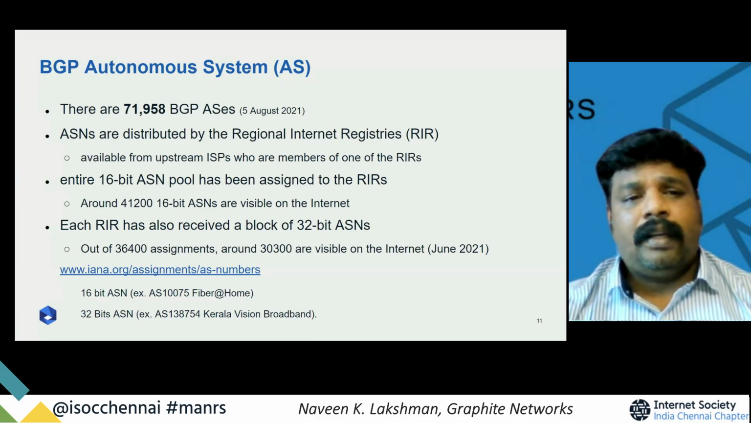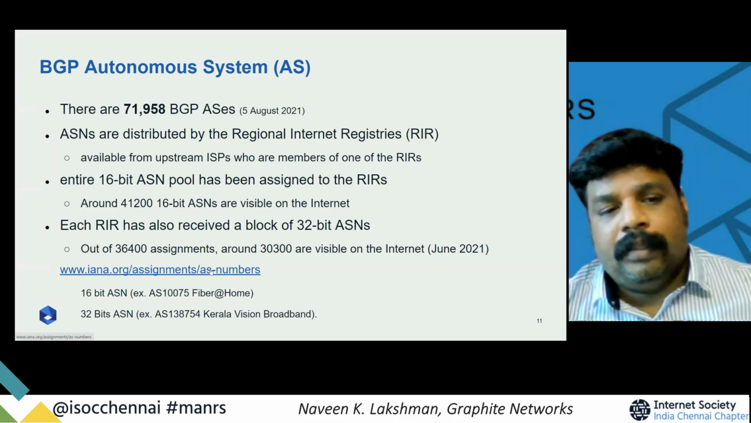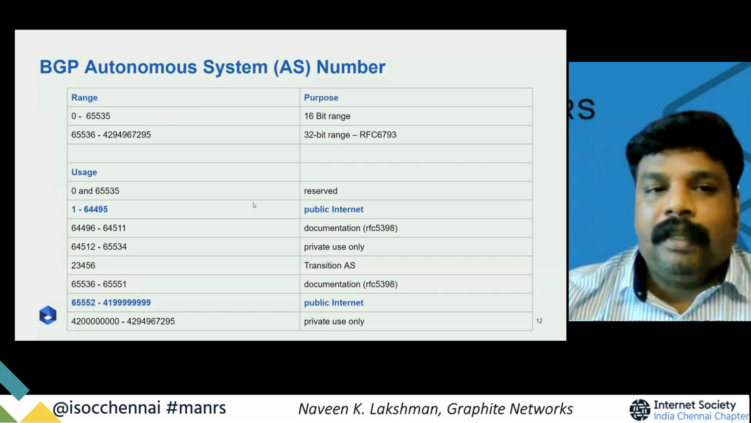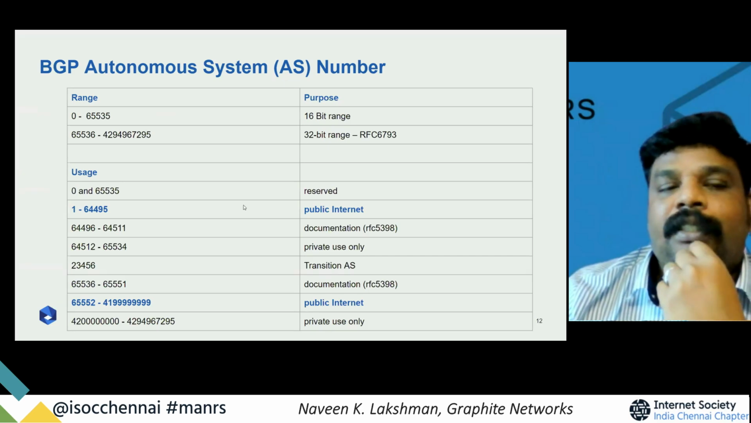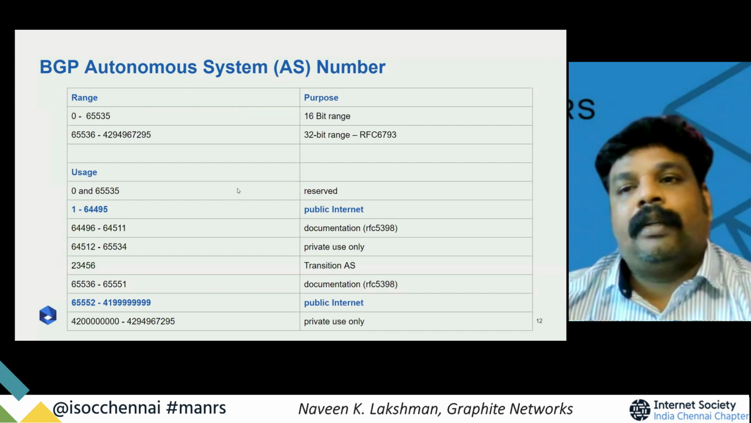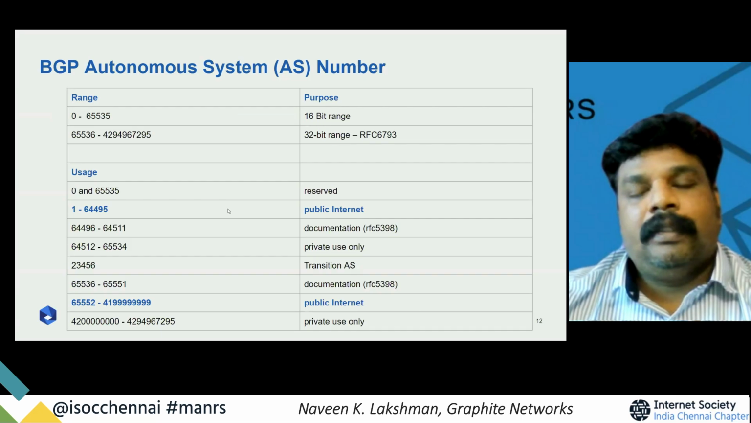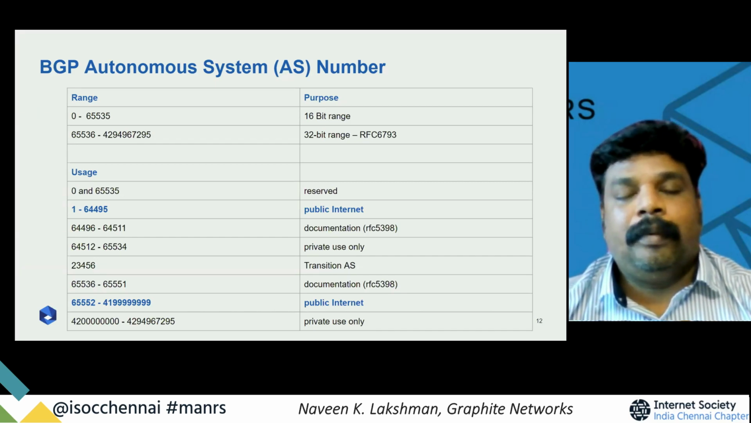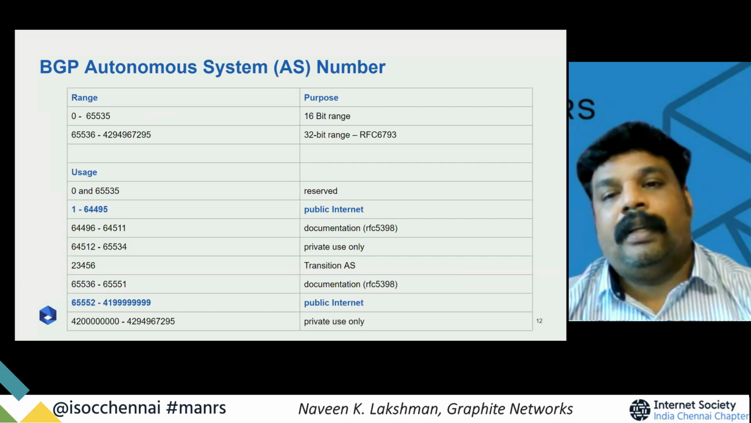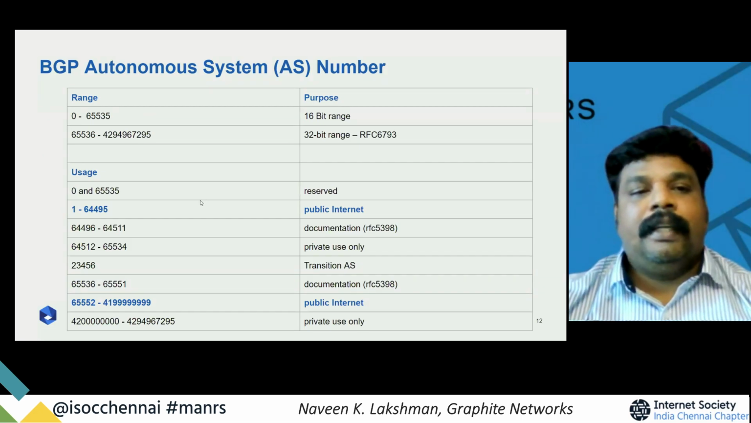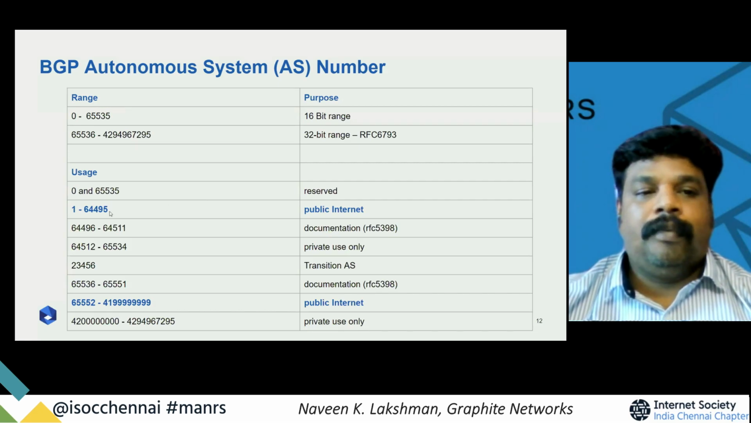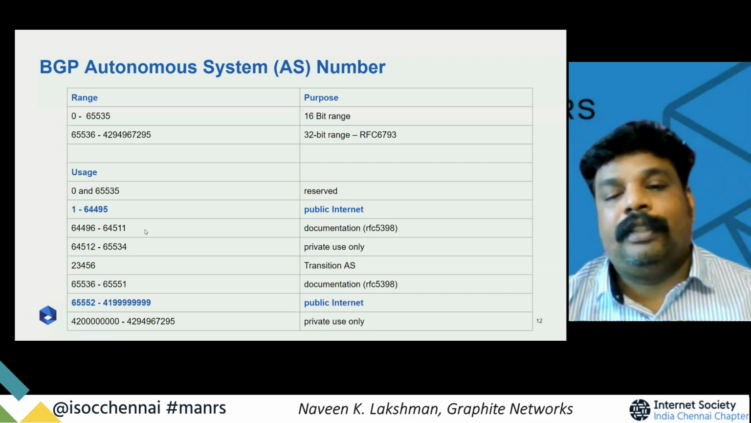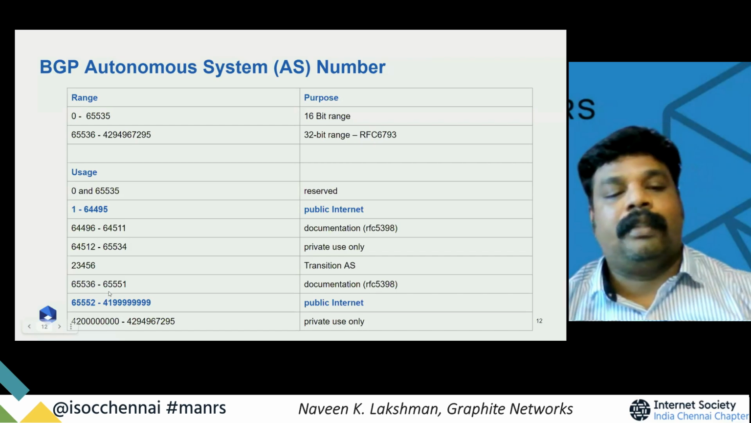You can see the list of AS number assignments on IANA.org. This is the list of BGP AS numbers. You have a 16-bit AS number and a 32-bit AS number. Earlier, when BGP was designed, they didn't expect the internet to grow as it has now, so they came out with the 16-bit range alone. Later on, the IETF understood that it was not going to work out, and they planned for 32-bit AS numbers, which is in RFC 6793. As of now, you can see AS0 and AS65535 are reserved, and the range up to 64495 is the public internet, and you have a certain set of BGP ASs for documentation, private use, transition AS, and documentation.